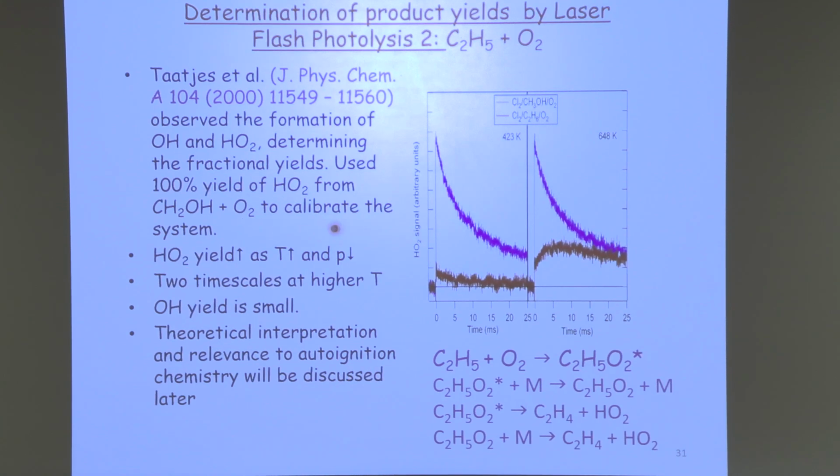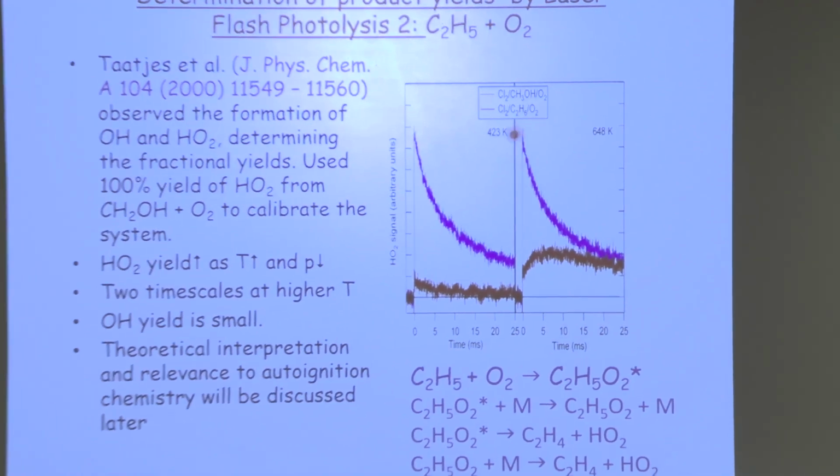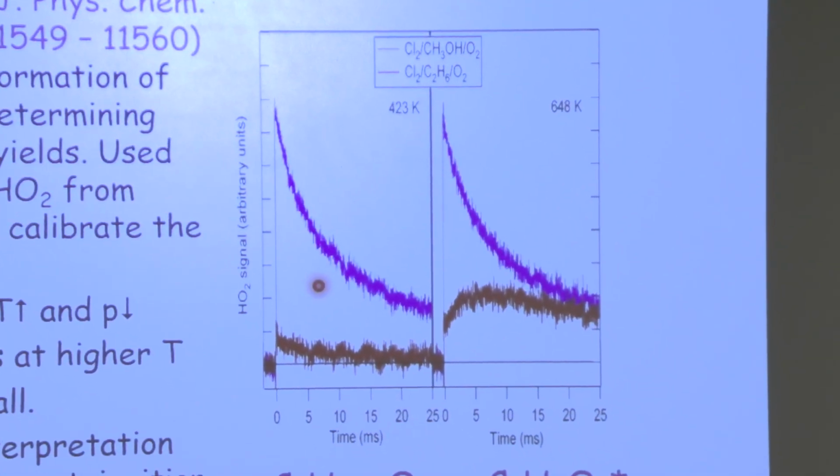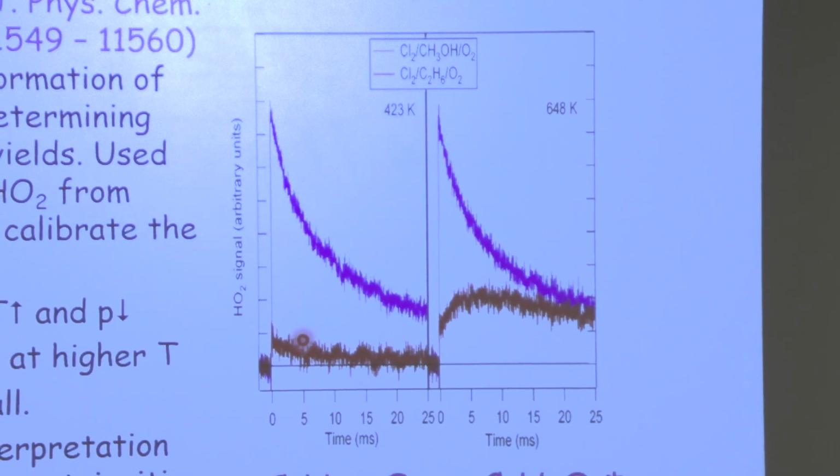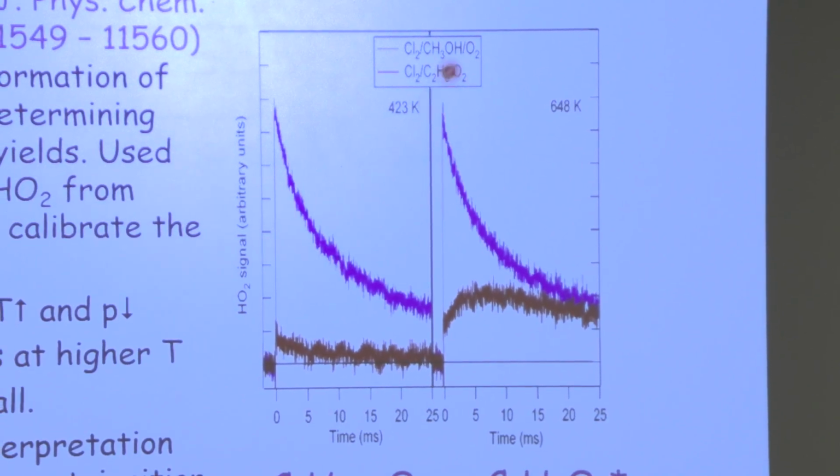And when people did this, they saw that in addition to these species, they also saw a little bit of OH being formed. And there was a lot of confusion about how you could possibly make OH in this system. And so that was Taj's group trying to understand that. So here they did two experiments, one with methanol and one with ethane as the species, and then they would switch between them to see how different what was happening with the ethane compared to what happened with methanol.